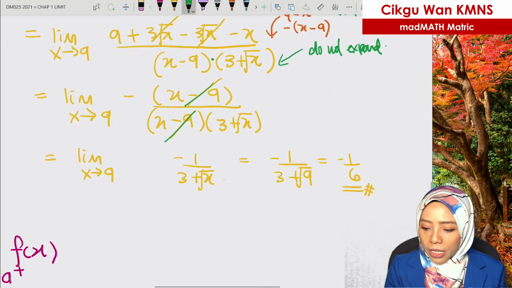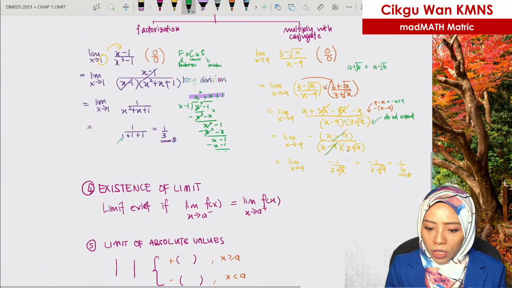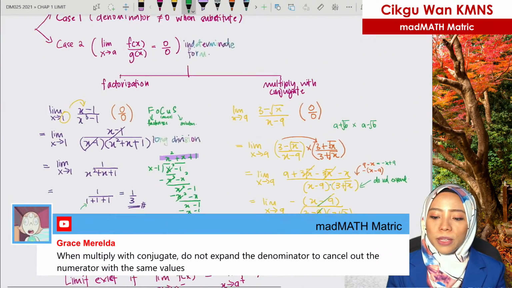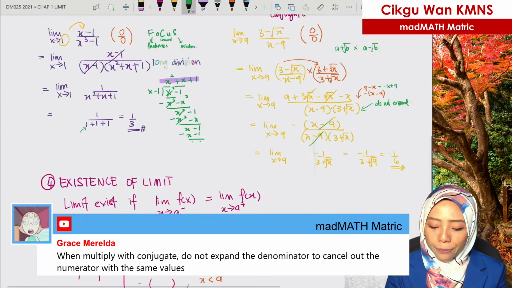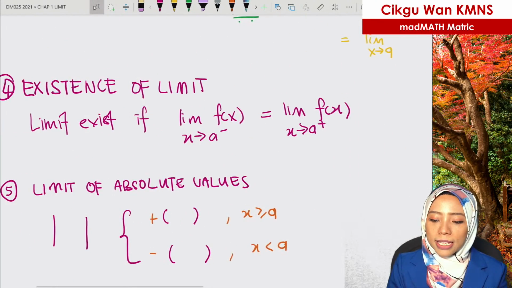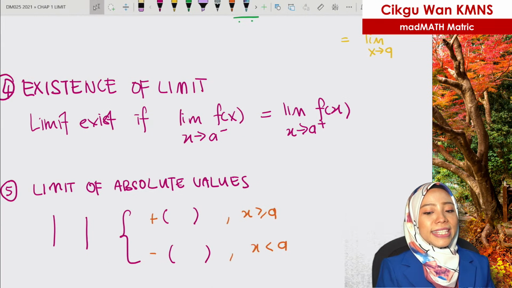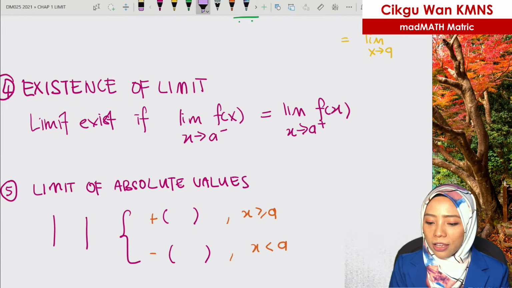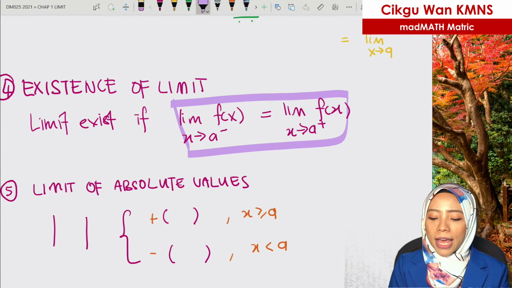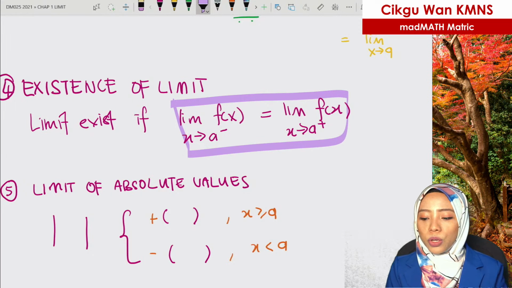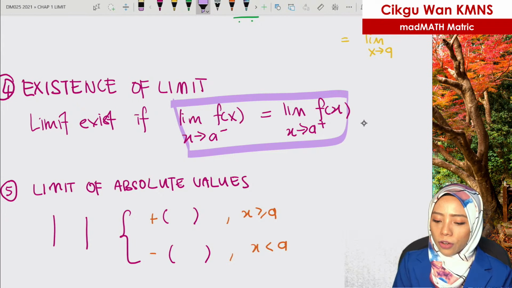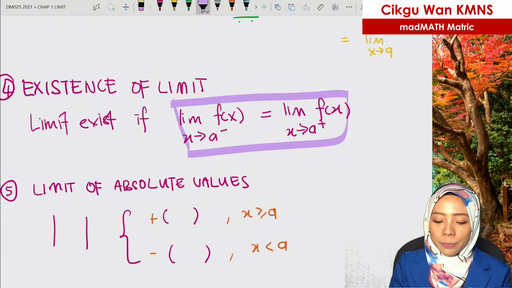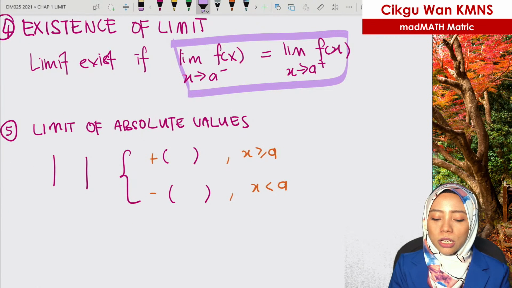All right. So now we have looked at the case for factorization and multiplication by conjugate for the problem of dealing with indeterminate form, for rational functions. Now, existence of limit. What does it mean by limit exists? The limit exists if limit x approaching a from the left is equal to limit x approaching a from the right. We will look further at the example given after this, and then lastly we are going to look at the limit of absolute values.